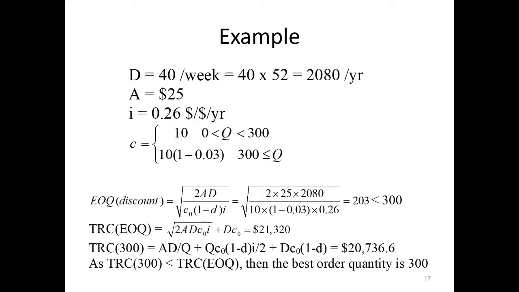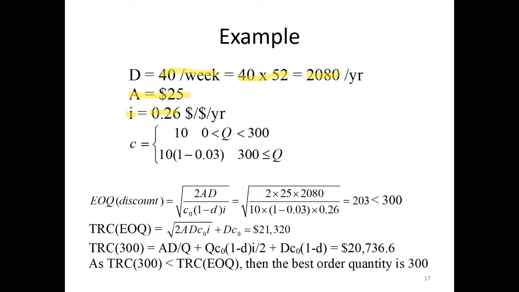So in our example here, we have the value of D is 40 units per week. Of course, we assume that we have 52 weeks a year, so we convert this number into the demand in terms of units per year. We have an ordering cost of $25. We have a cost of capital that equals $0.26 per dollar per year.